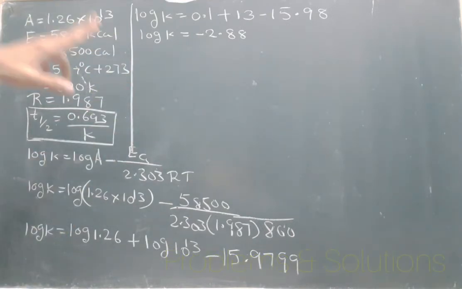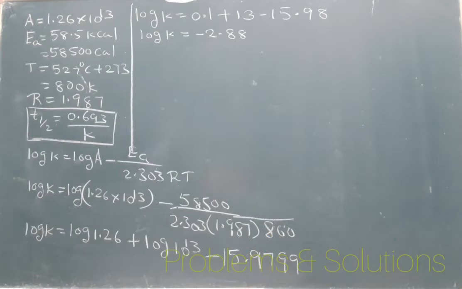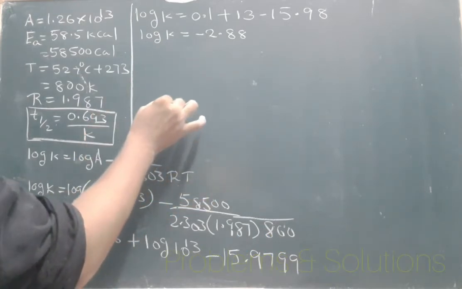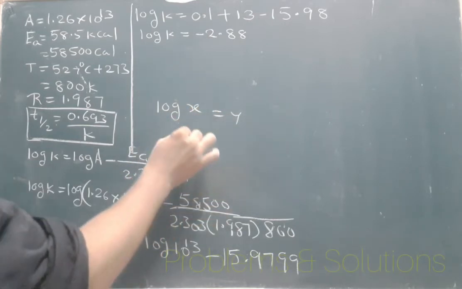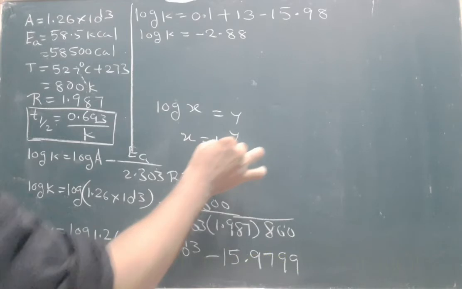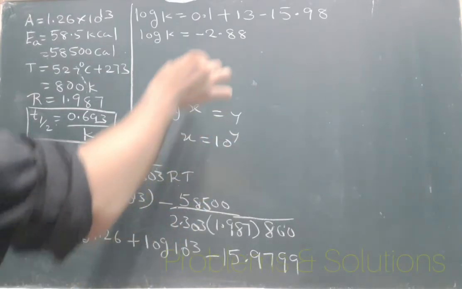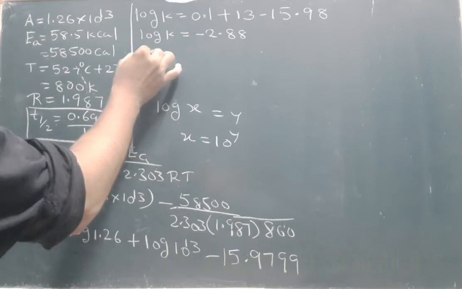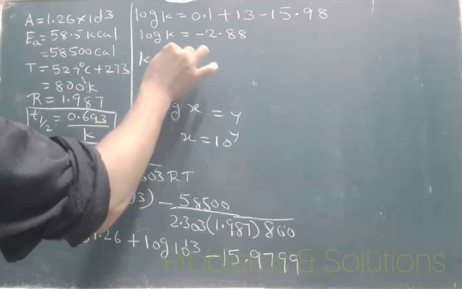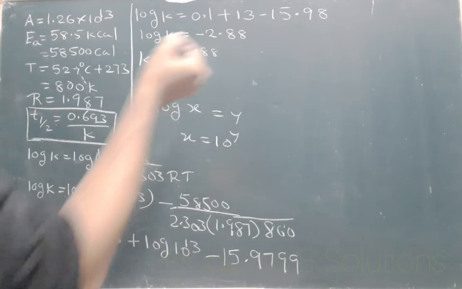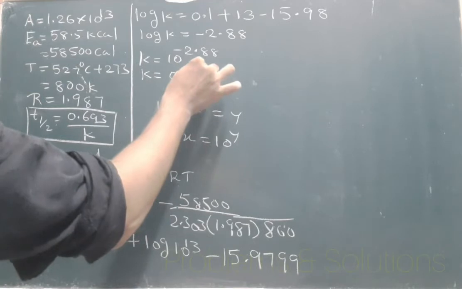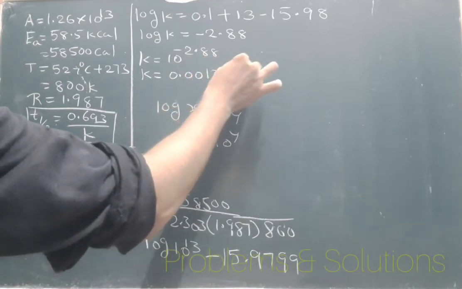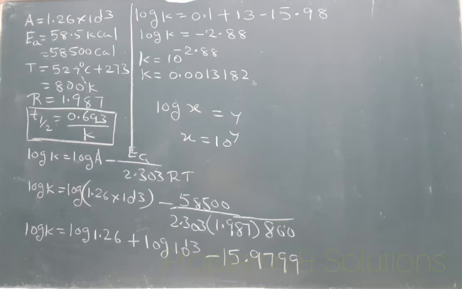We have to find out the k value, right? There are two ways to find the k value. First of all, if you have a scientific calculator, go with this formula. That is, if log x base 10 is equal to y, then x is equal to 10^y. Apply the same formula to this one. Then you'll have k is equal to 10^-2.88. So k value will be 0.0013182. Okay, this is the way if you have a scientific calculator with you.